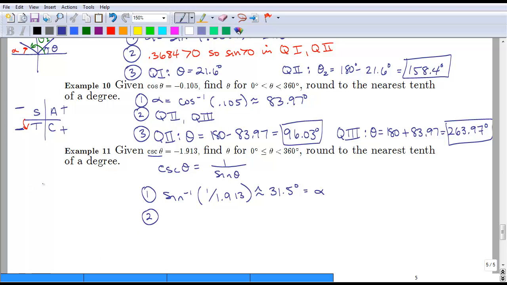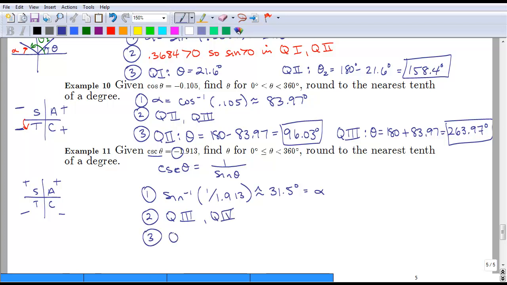Second step, we need to find our quadrants. We can draw our little figure again over here. So this time we were talking about sine, cosecant and sine would have the same positive, negative values. So sine is positive in 1 and 2. So our answers we're looking for are in 3 and 4 because our ratio is negative. So we'll write that down. We want quadrants 3 and 4.